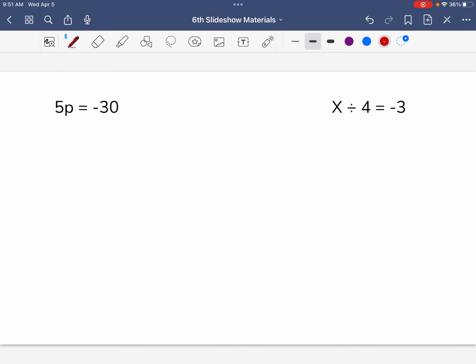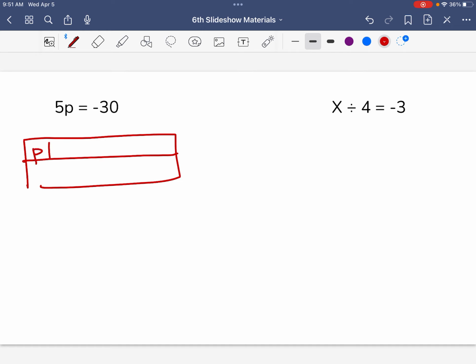So now we have 5p is equal to negative 30. So this is a little different. Now we have a multiplicative equation. And instead of just having one variable already, now I have 5 groups of p. So when I draw my strip diagram, I'll represent that with 5 p's. And I know each of the 5 p's combines to make negative 30.